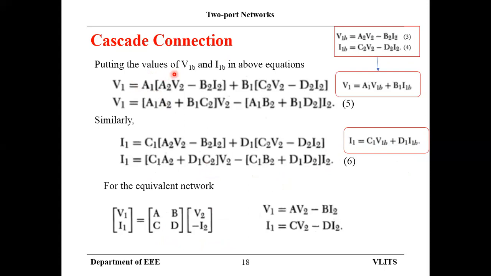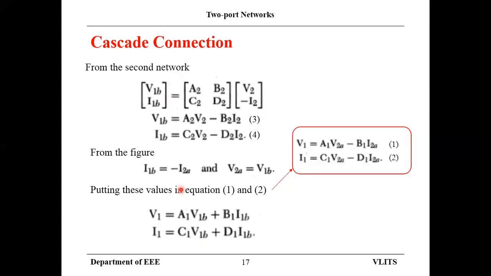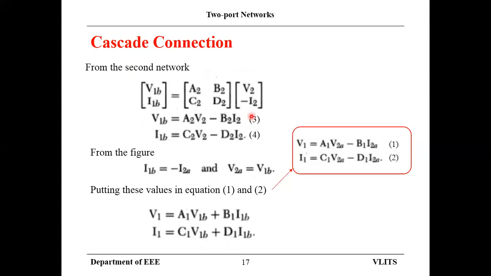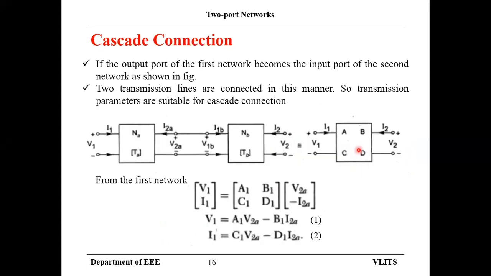Okay, so then in a similar way, put the V1B and I1B values from equation number 3 and 4. Putting the values of V1B, I1B in the V1 and I1 equations, finally what we have to do is write the equations V1 and I1 in terms of V2 and I2, because this is the equivalent network for the cascade connection of these two networks.